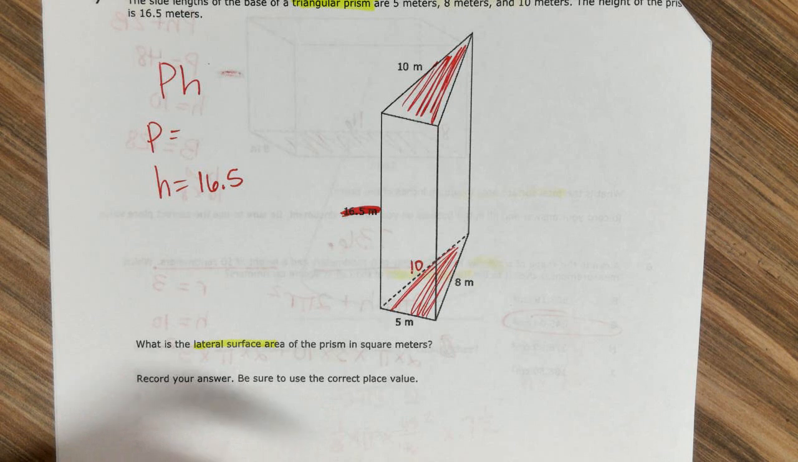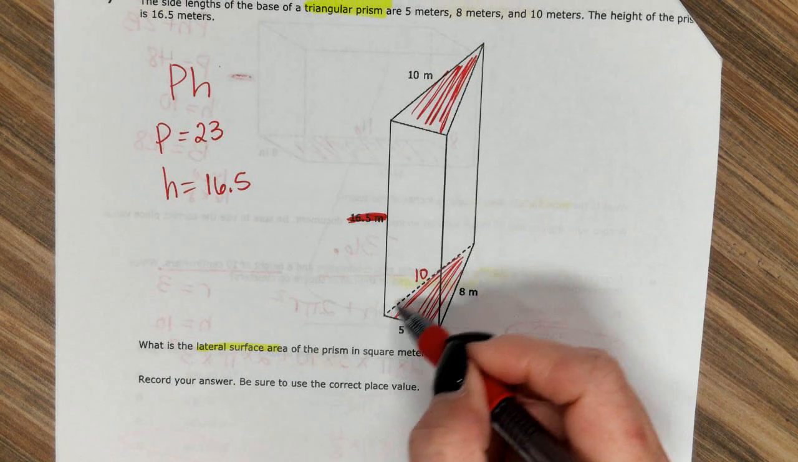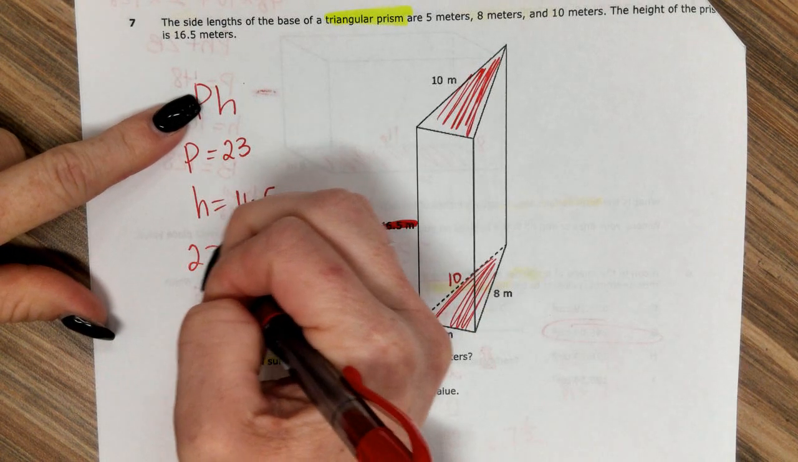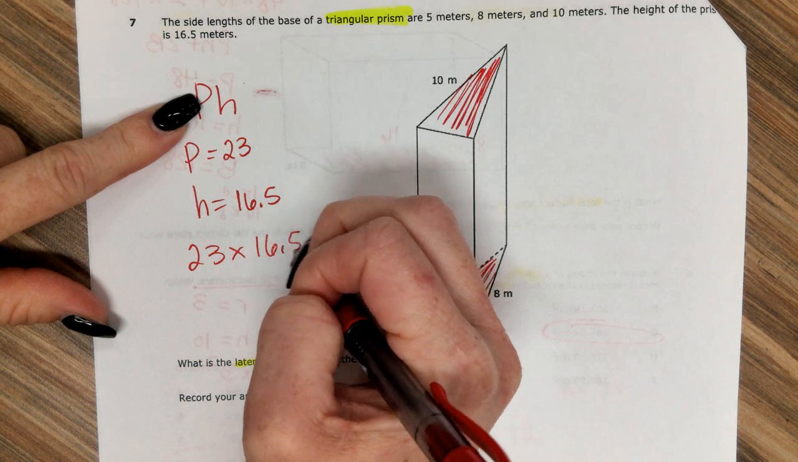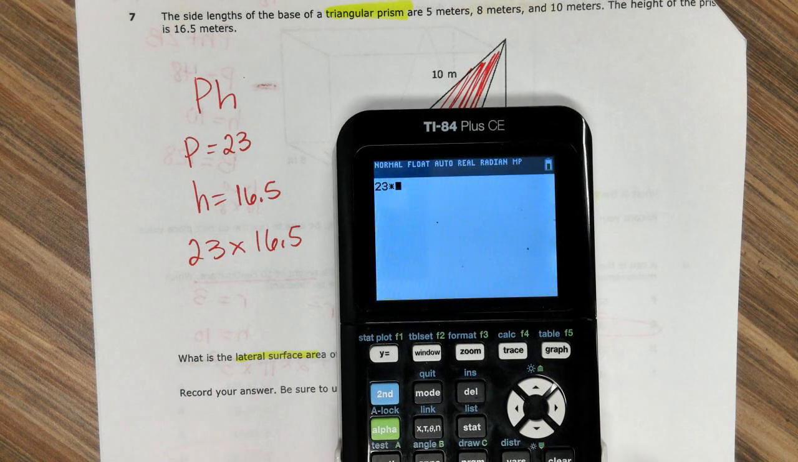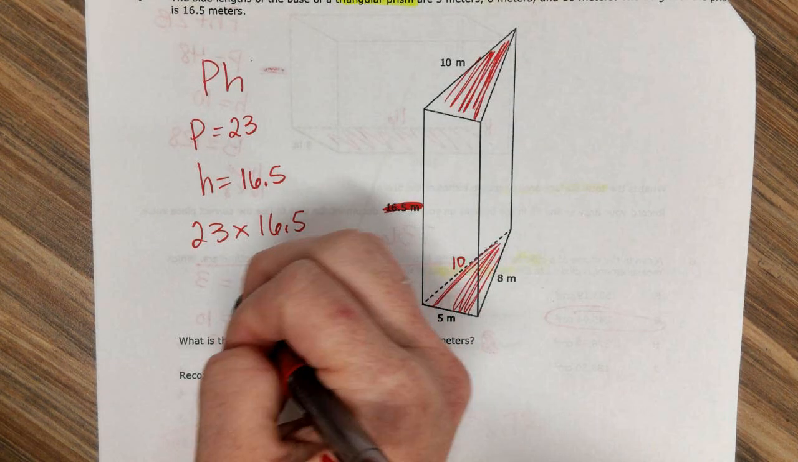P stands for perimeter of the base, so you're simply going to add 10 plus 8 plus 5, which is 23. That's your perimeter. And then you're just going to plug it into P times H. So P times H, which is 379.5.